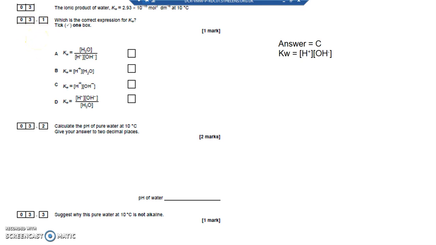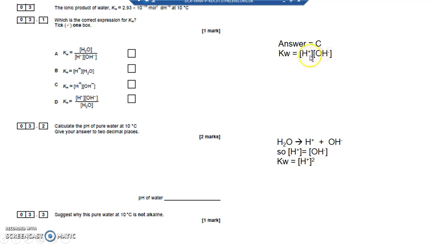Calculate the pH of pure water at 10 degrees C. Give your answer to 2 decimal places. Well, Kw is H+ multiplied by OH- concentration. If I have a water molecule dissociating, then for every H+ particle I make, I'm going to make one OH- particle, because they've come from the water molecule being dissociated. So H2O makes H+ plus OH-. Every time one of those is made, one of these is made. So H+ concentration has got to equal OH- concentration.